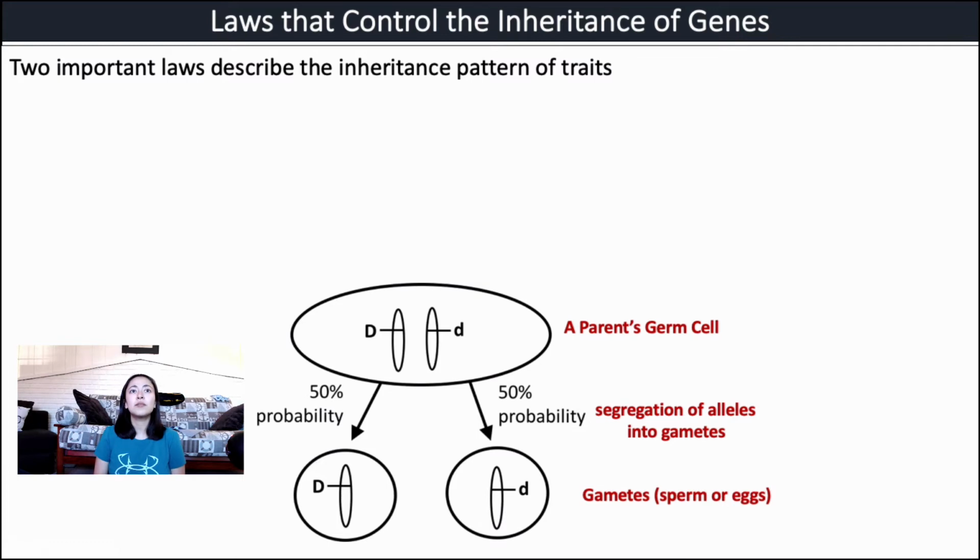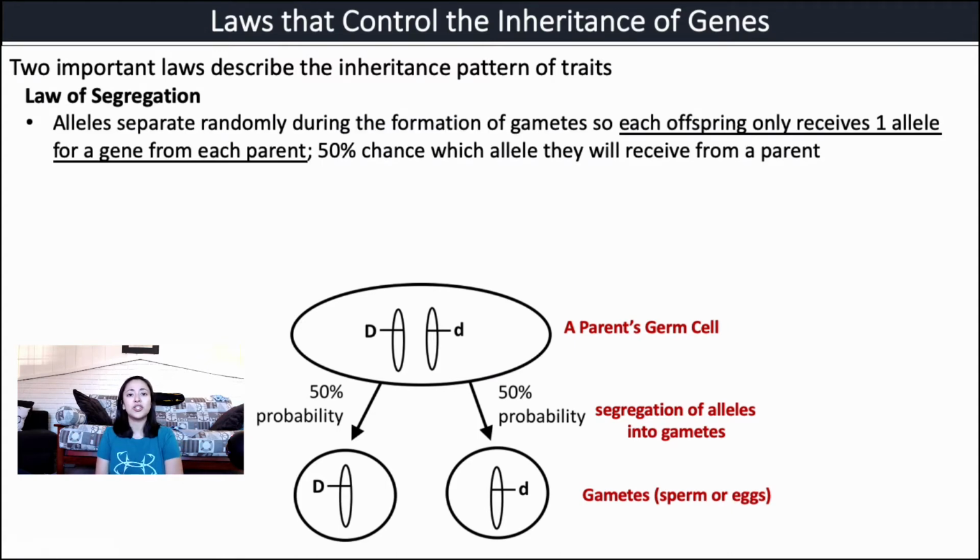Before we start solving some genetic problems, I want to introduce two important laws that describe the inheritance pattern of traits. The first law is known as the law of segregation, and you want to understand the definition of this law. This law states that alleles separate randomly during the formation of gametes so that each offspring only receives one allele for a gene from each parent. Which allele an offspring inherits is random, so therefore there's a 50% chance which allele the offspring will receive from a parent.